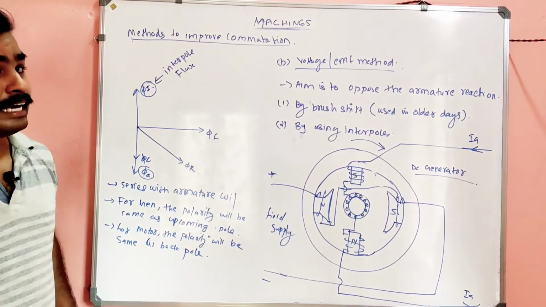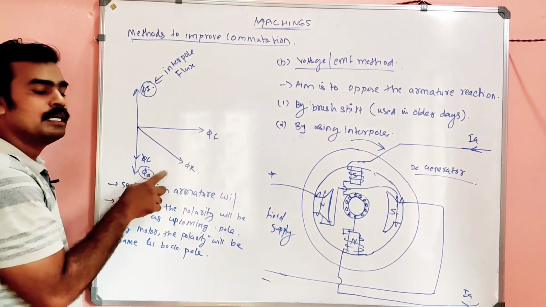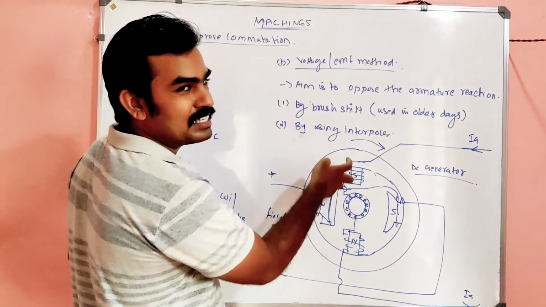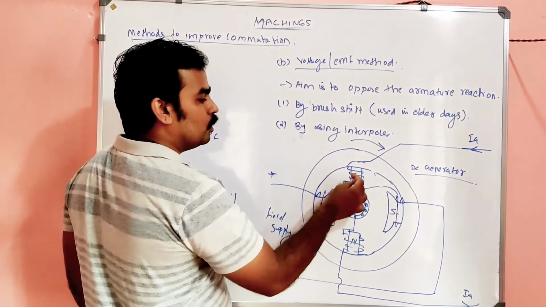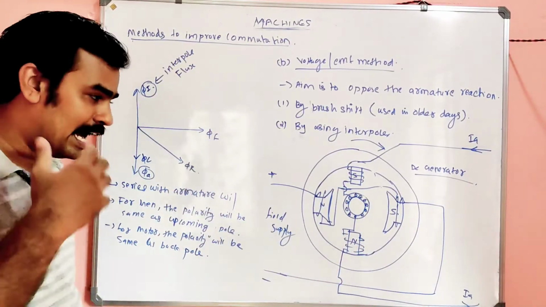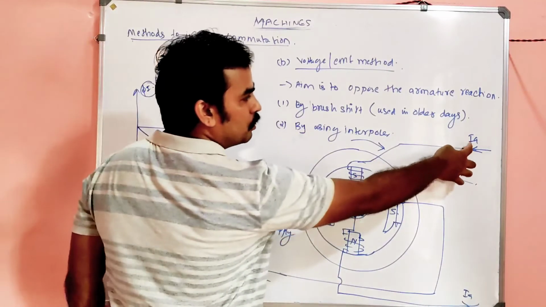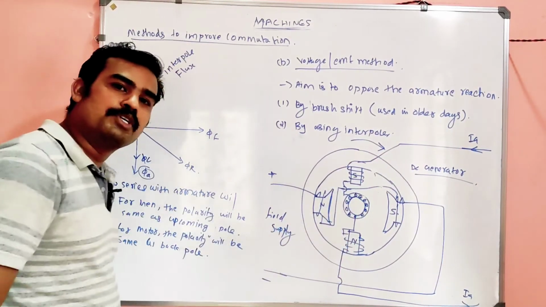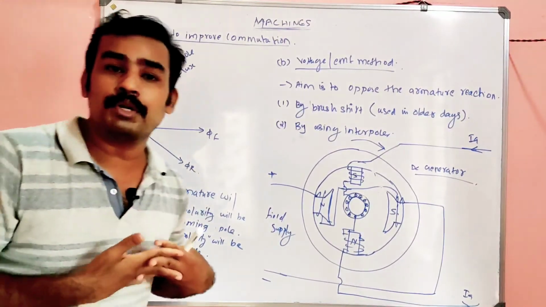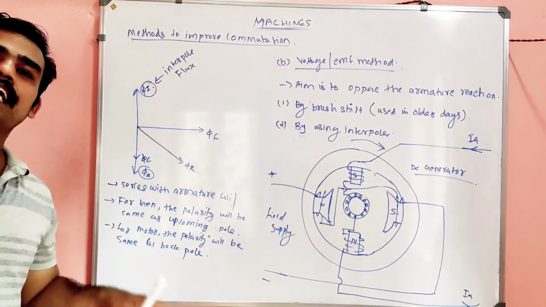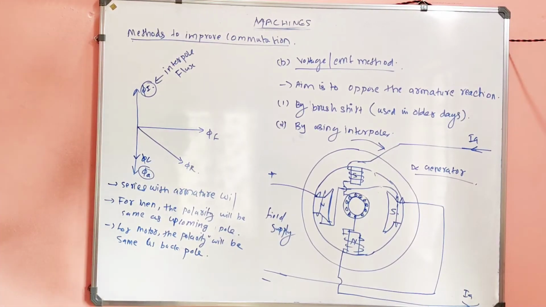That dip will not be there if you directly oppose the armature flux with the interpole flux, so the connection will be adjusted in such a manner, connected in series, that whatever armature flux is produced in the armature conductor due to the current IA, the opposite flux will be produced by the interpole. The two will cancel each other, there will not be any armature reaction, so there will be a smooth commutation process, and we will get a super output.